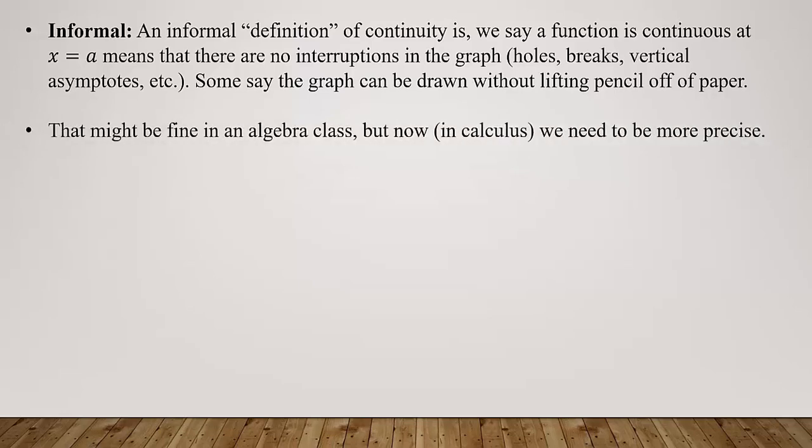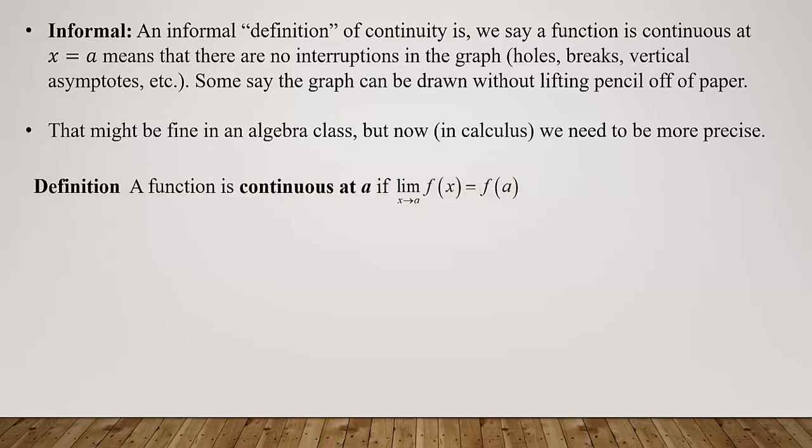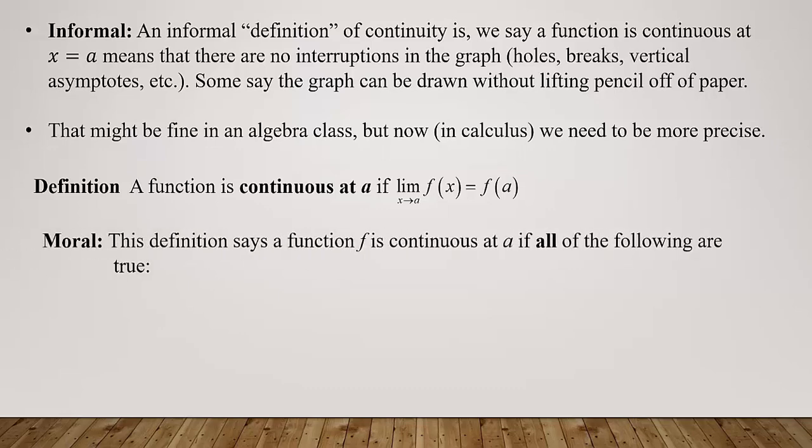This informal definition was fine in an algebra class. But now that we're in calculus, it is not fine. We need to be a little bit more precise. So here's the real deal. This is the real definition of continuity. A function is continuous at a if the limit as x approaches a of f of x equals f of a. So let's look at what's really embedded in this definition, or what I call the moral of the definition.